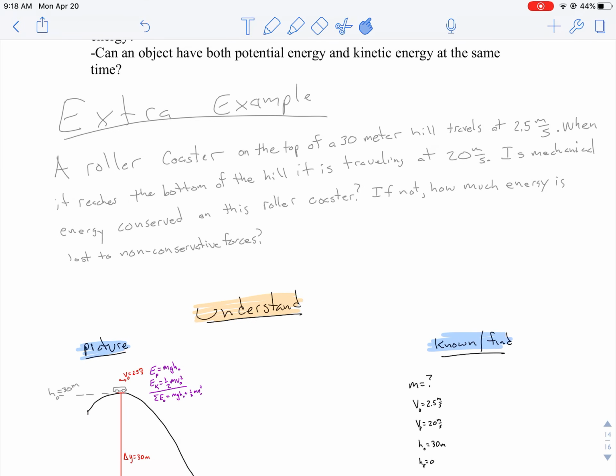It says a roller coaster on top of a 30-meter hill travels at 2.5 meters per second. When it reaches the bottom of the hill, it is traveling at 20 meters per second. Is mechanical energy conserved on this roller coaster? If not, how much energy is lost to non-conservative forces?